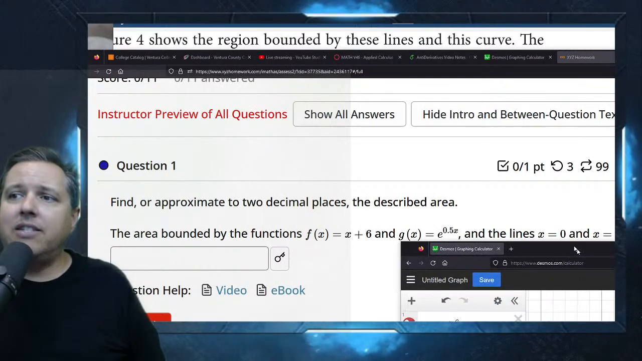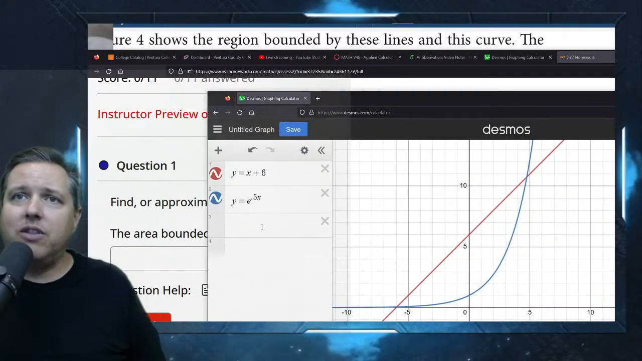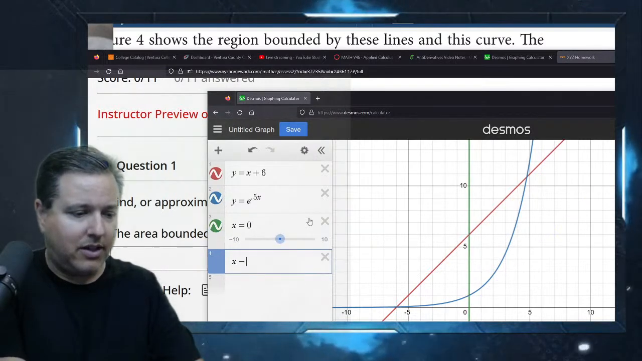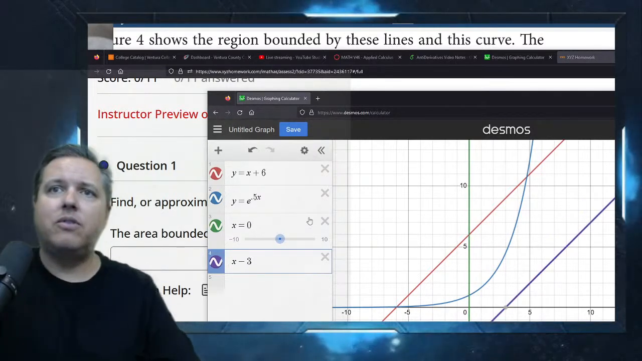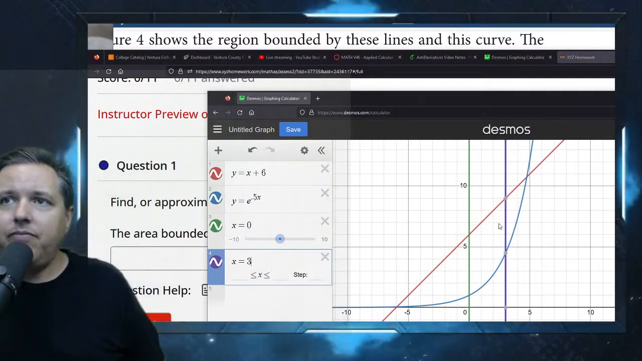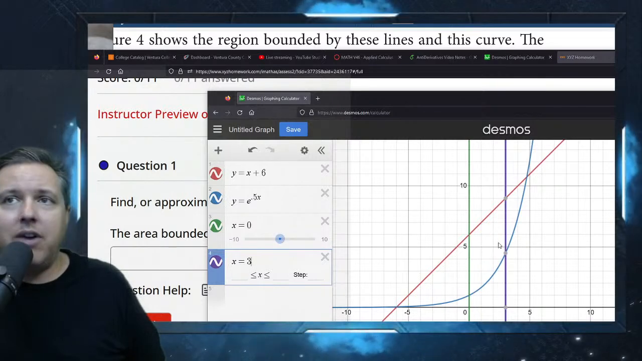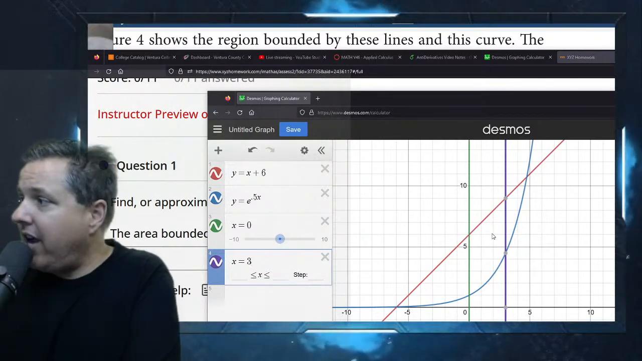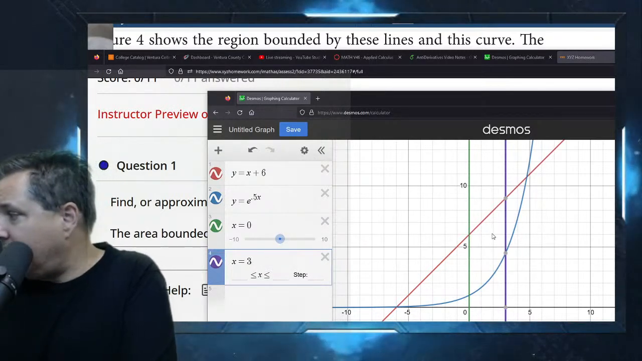And then they say the lines x equals 0 and x equals 3. So let's put those in there. X equals 0 and x equals 3. So they're talking about this piece right here, right? It's bounded between these two functions, between x equals 0 and x equals 3. So this weird shape right here, that's the area that you have to find.